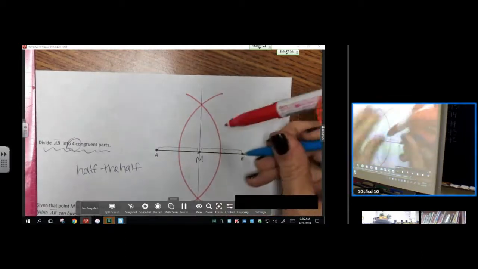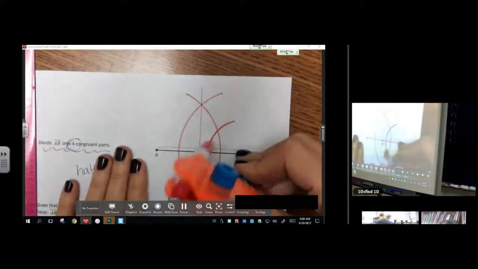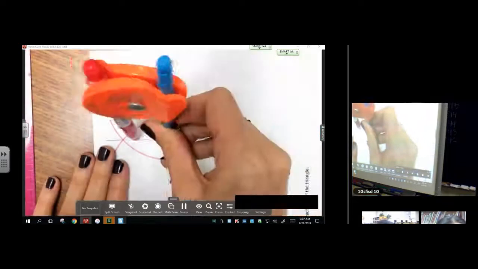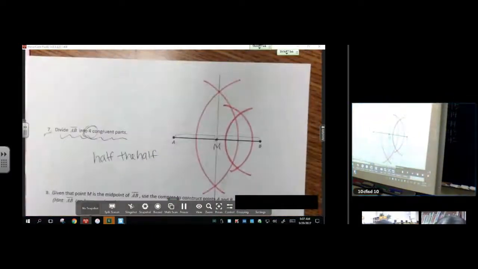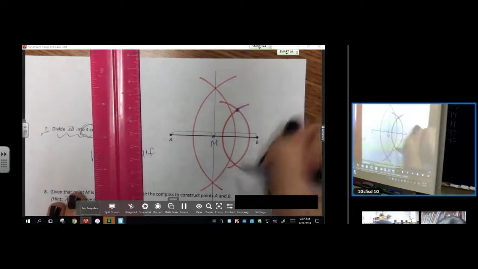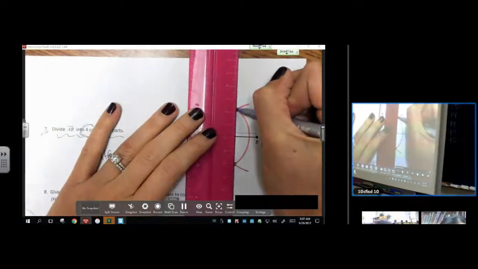What do I do first? I open it more than halfway. What do I do next? I put my needle on the midpoint, and intersect. They will intersect twice. They will not intersect once, twice, above and below. Intersect twice, not once.